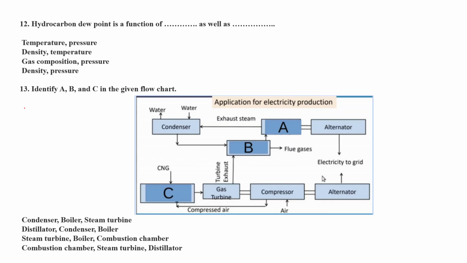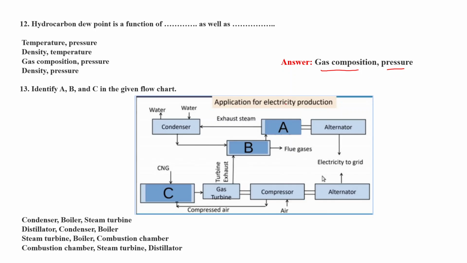Coming on to the next question, hydrocarbon dew point is a function of dash and dash. It is basically a function of gas composition and pressure. The dew point for a definite mixture of gases may change if we change the gas composition and the pressure.